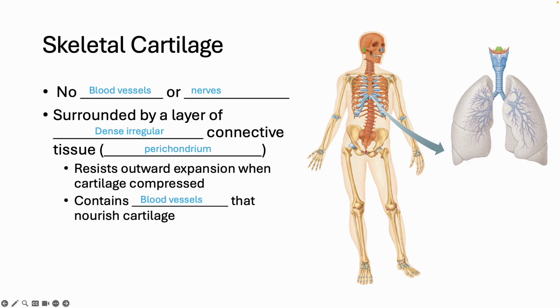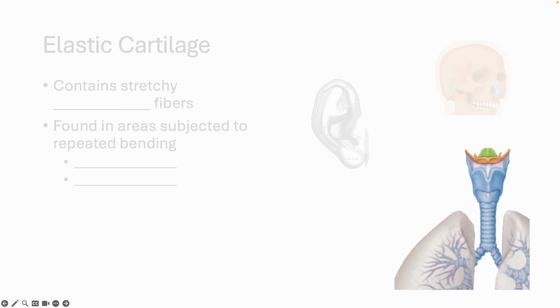And now that we know what cartilage is in general, we're going to look at the different types of cartilage. There are three main types of cartilage that we'll look at. As you can see on the skeleton, they are denoted in blue, red, and green. So we'll talk about these cartilages and their functions.